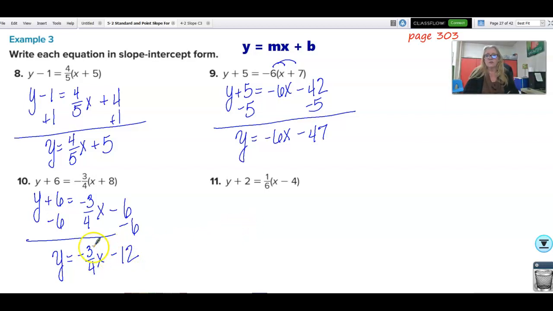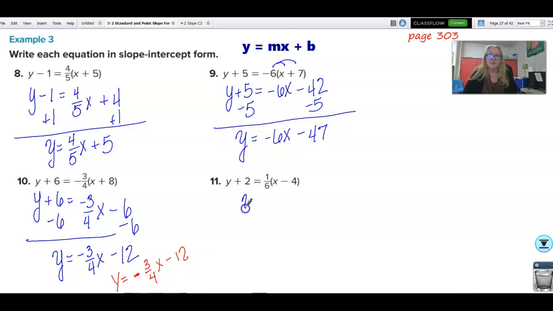Just a little note on this one. When you enter this into the computer for your reveal answer, type it in like this. Y equals, put the negative sign out in front. Don't attach it to the 3 or the 4. It marks those wrong. But if you put the negative sign out in front of the fraction, it marks it right. Just for future reference.